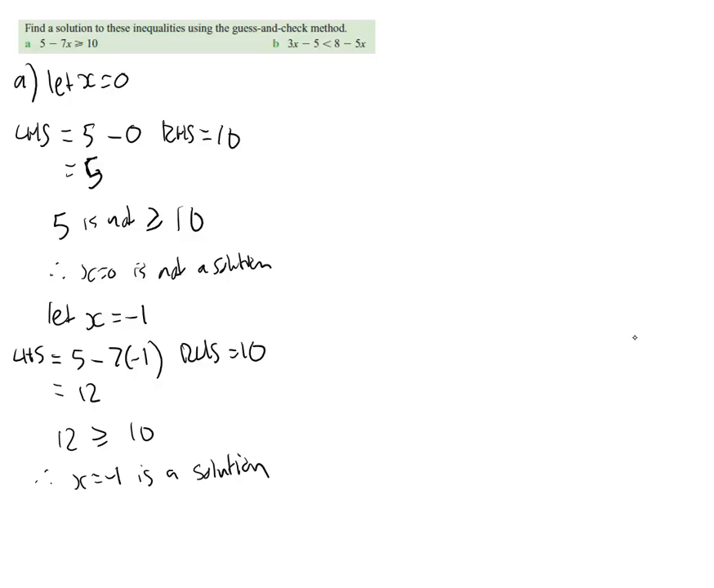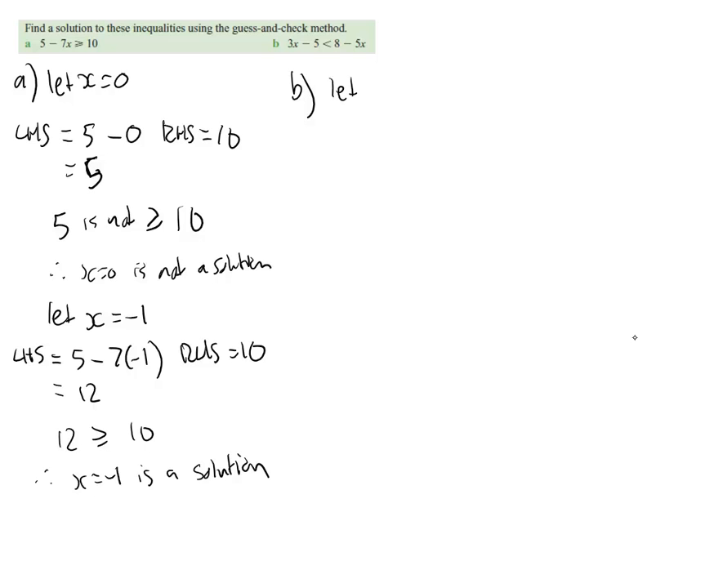Okay. Let's try part B. Let's think a little bit first here. We've got 3x minus 5 is less than 8 minus 5x. So we've got a positive value for x on the left side and a negative value for x on the right side, but we want the right side to be bigger. So let's try another negative value.